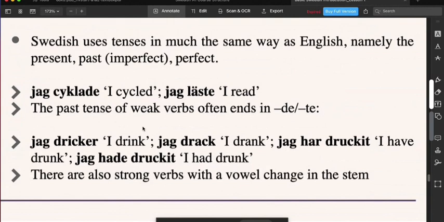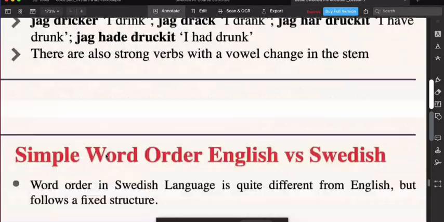The next comparison is here with different tenses for same verb. Jag dricker, I drink, present tense. Jag drack, I drank, that is past tense, past indefinite. Jag har druckit, perfect tense, I have drunk. Druckit, here is a third form, like in English, drunk. And jag hade druckit, I had drunk, that is past perfect. So there is no continuous tense in Swedish. We have nine tenses. In English, we have 12. So they have sort of similarity here with English, and we can learn them by comparing in English.